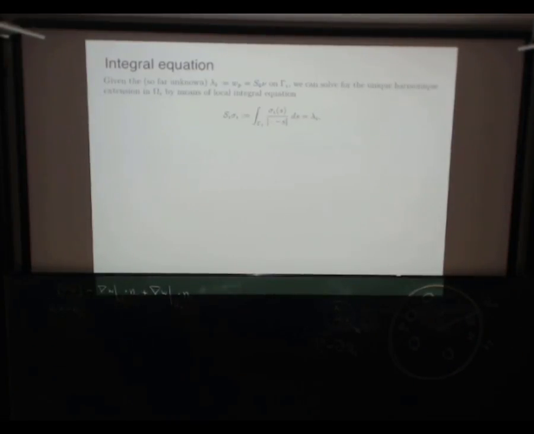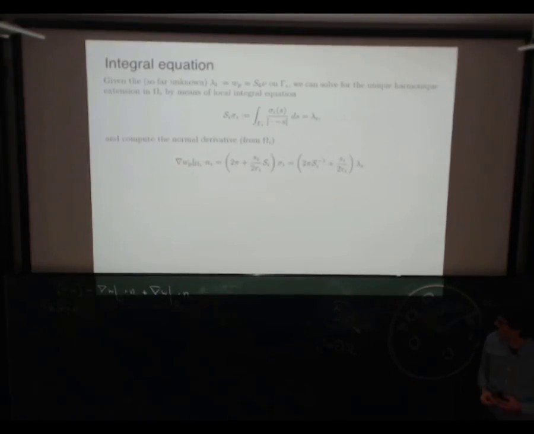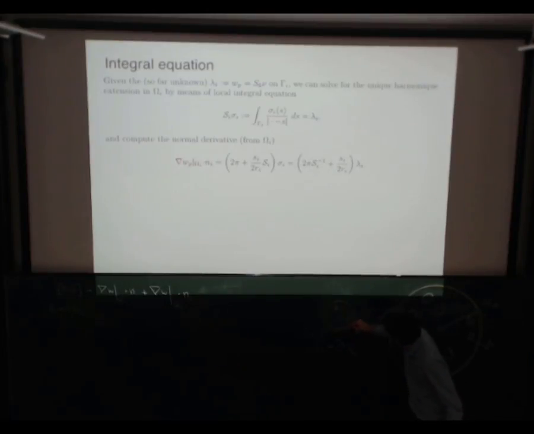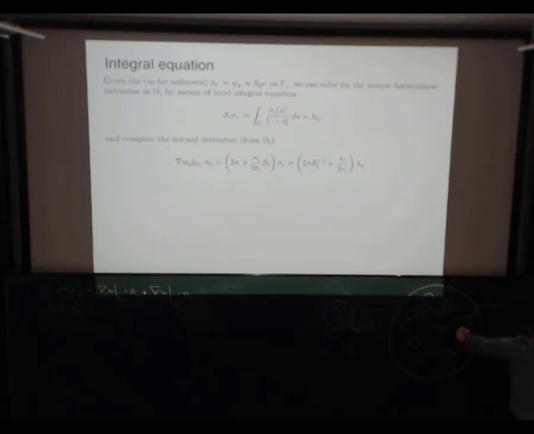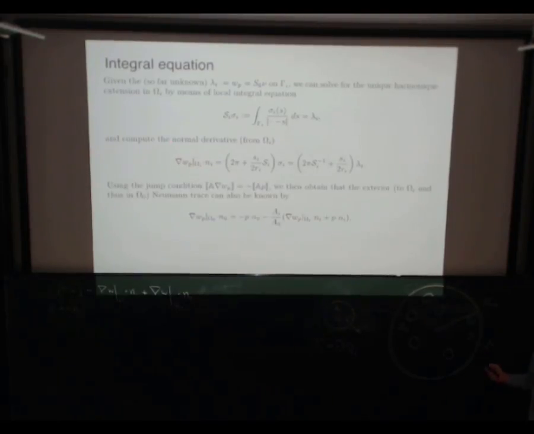That means you can compute the normal derivative from the inside. So given here the Dirichlet trace, you can solve for the harmonic extension inside and compute the Neumann trace. That means you can cheaply compute the Dirichlet to Neumann map. Okay, so this means here, given lambda I, you can apply some local operator in order to get the Neumann trace. Now from the jump condition, this guy, we know that if I know the inside of the trace, I can compute the outside of the Neumann trace.